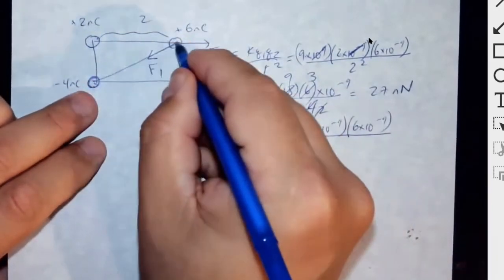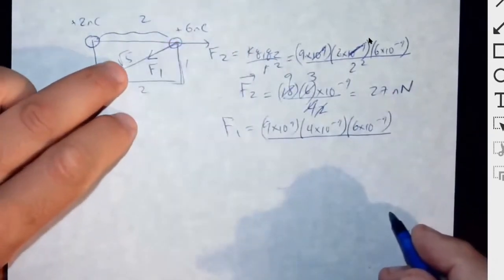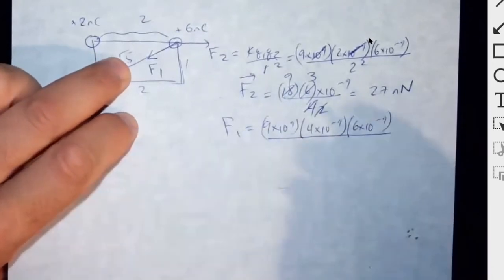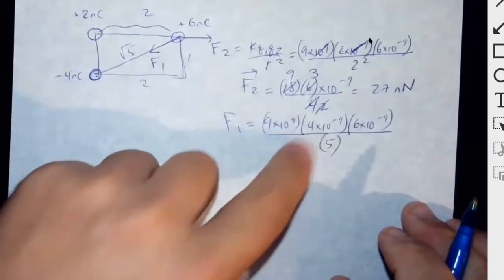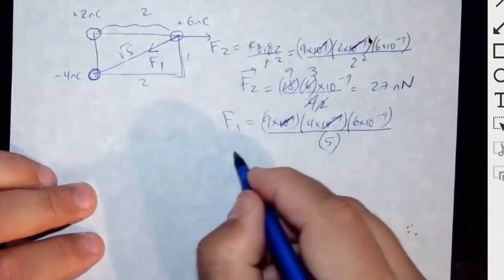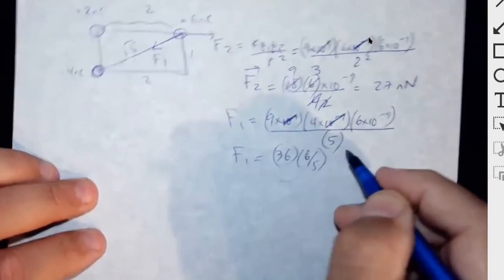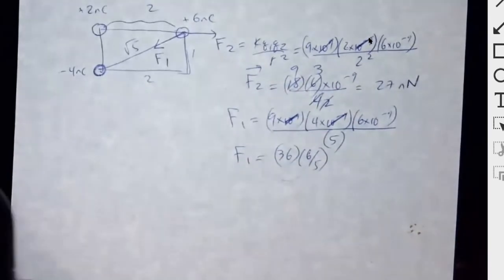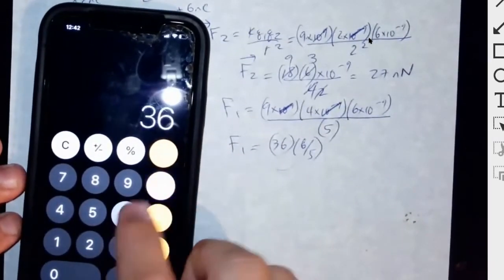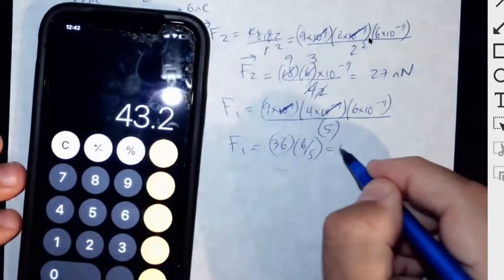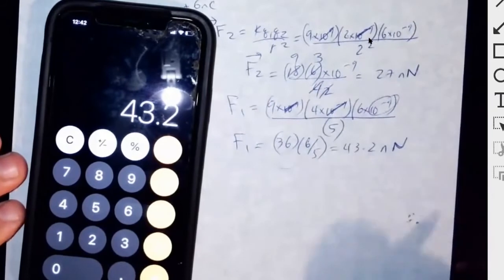over that distance squared. So this is 1 square root of 5. Right? So then that distance is going to be square root of 5 squared. So that just gives you 5. Right? And then now the 10 to the negative 9 cancels this. 9 times 4, 36, times 6 over 5. So 36 times 6 divided by 5. 43.2 nanonewtons. This is giving us the nanonewtons.